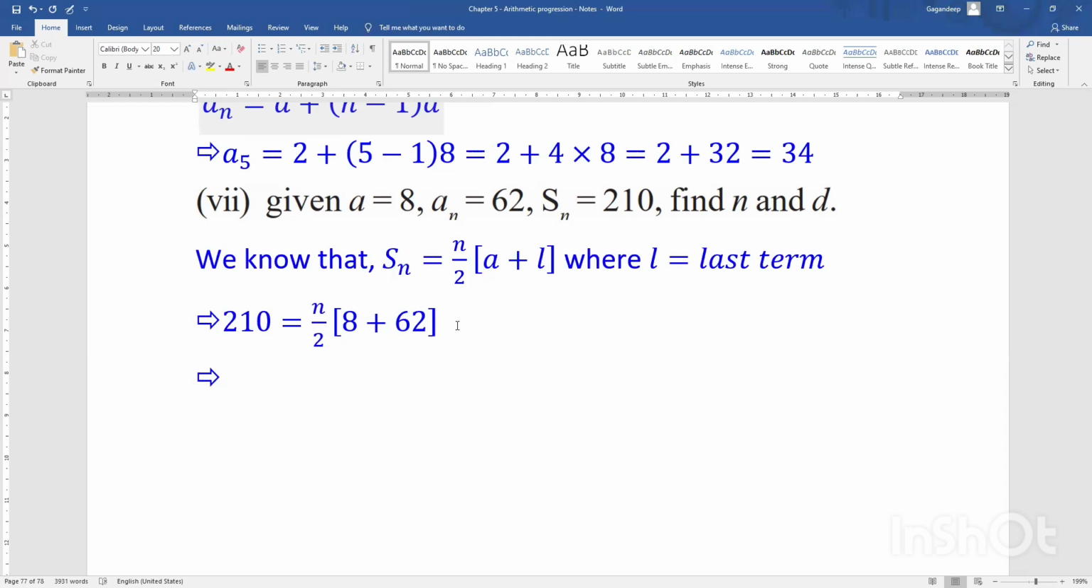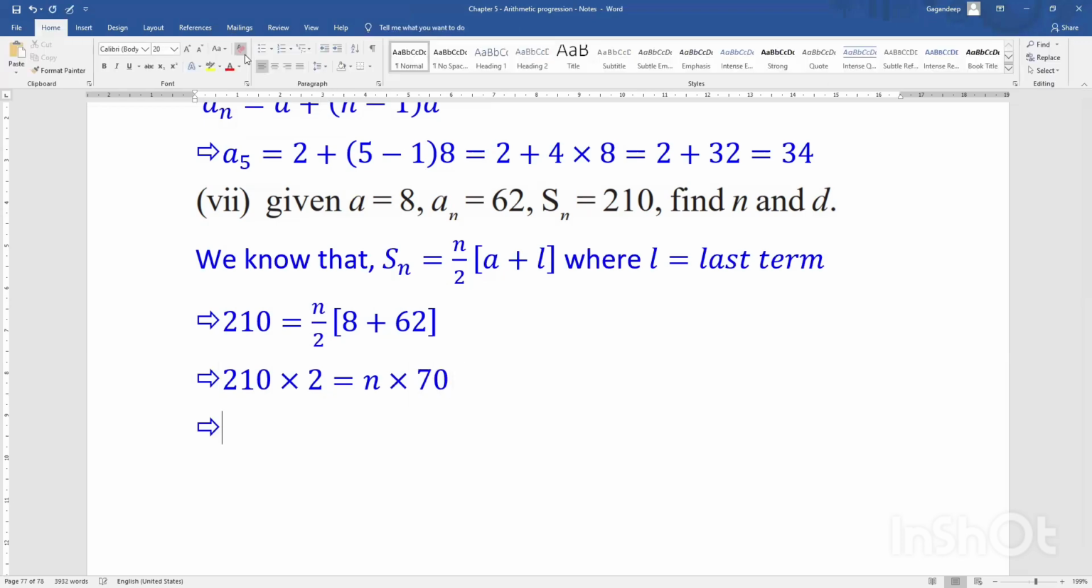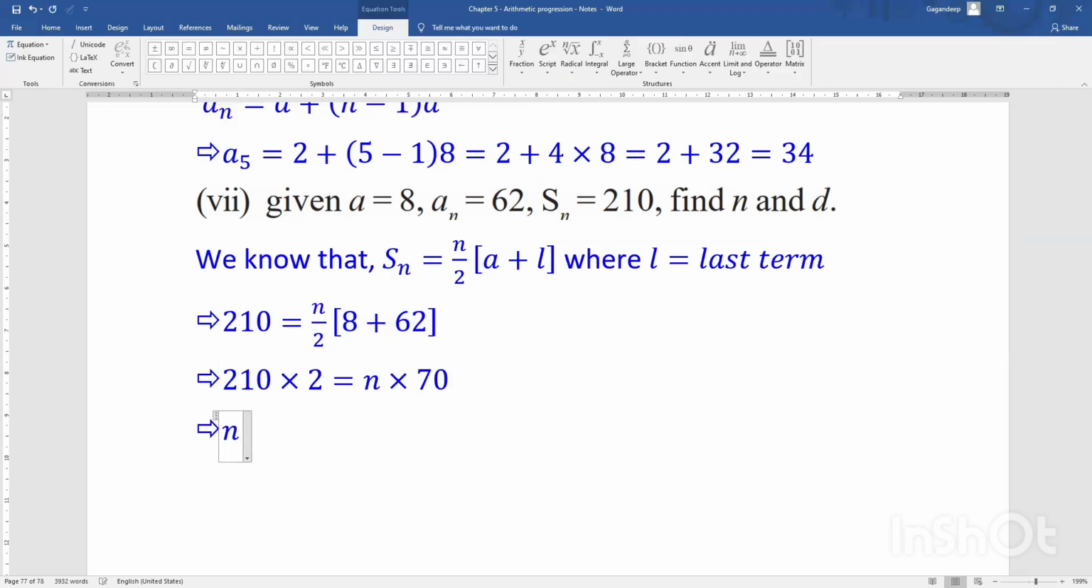And then in my next step, I write 210 into 2 equals n into 8 plus 62, which is 70. So write it as 70. Or I can write it as n is equal to 210 into 2 by 70.